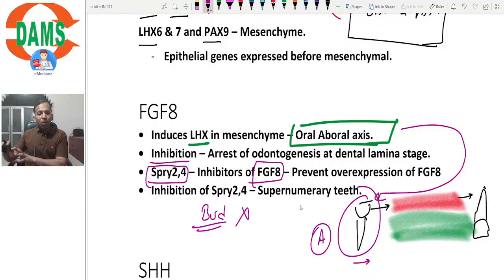They will maintain the proper amount of FGF8. So that is needed. We don't want SPRY2 and 4 to be absent totally. So if something inhibits SPRY2 and 4, what will happen? It will lead to supernumerary teeth. If SPRY2 and 4 are overexpressed, then FGF8 would be downregulated. And what will happen? We will have a lesser number of teeth, because the tooth formation is inhibited at the dental lamina stage, isn't it? So we will have oligodontia or hypodontia or anodontia, right?